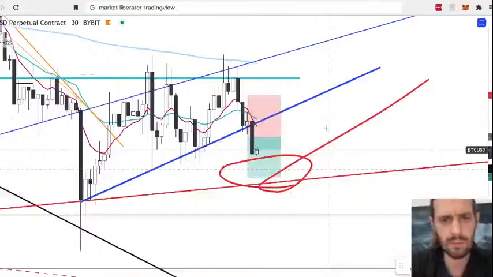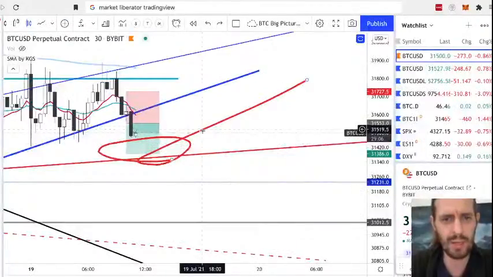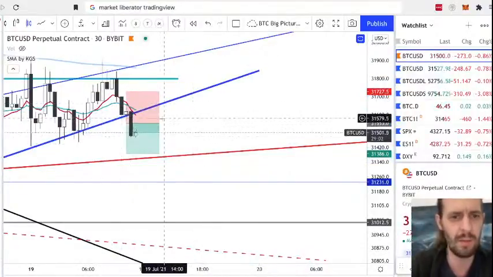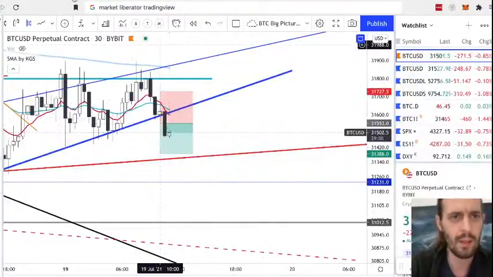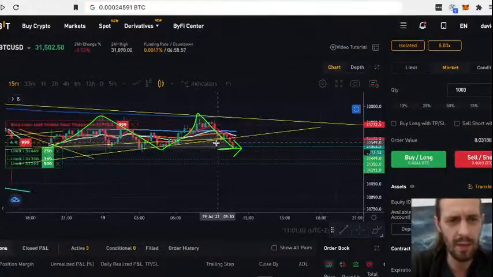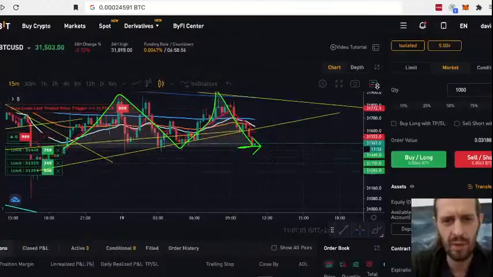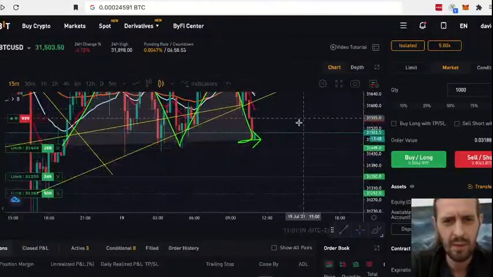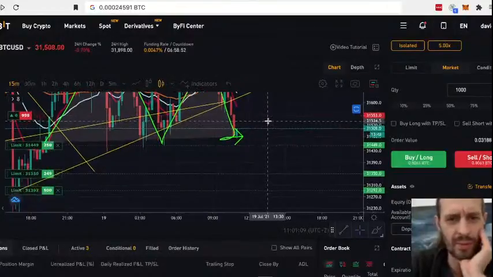So okay, you get the point. The red line is a strong support, and I think we will reverse at least there. Okay, let's see. None of my take profits have been hit yet, so now we're trying to go back.